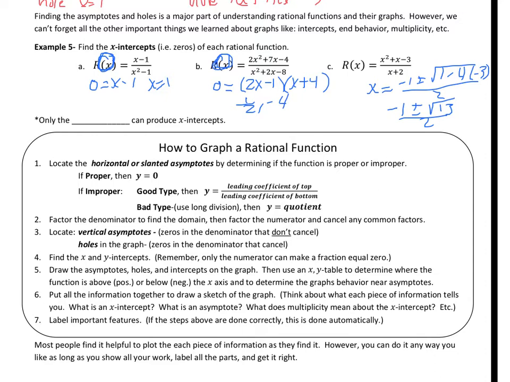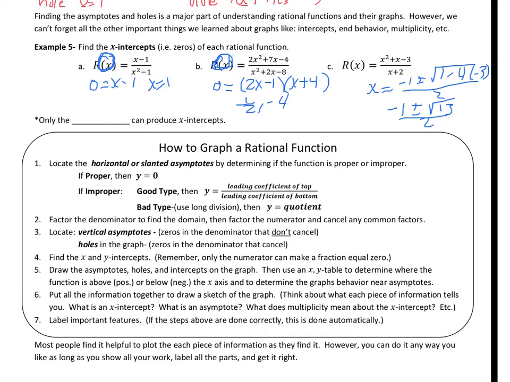Now, if you're asked to graph that, obviously we want to put that in decimal form, because we have no clue where those are right now. So put them in decimal form. You understand there are two answers there, right? Negative 1 plus root 13 over 2, and negative 1 minus root 13 over 2. If you can't see it that way, split them up and write them as two separate answers. Don't write them together.